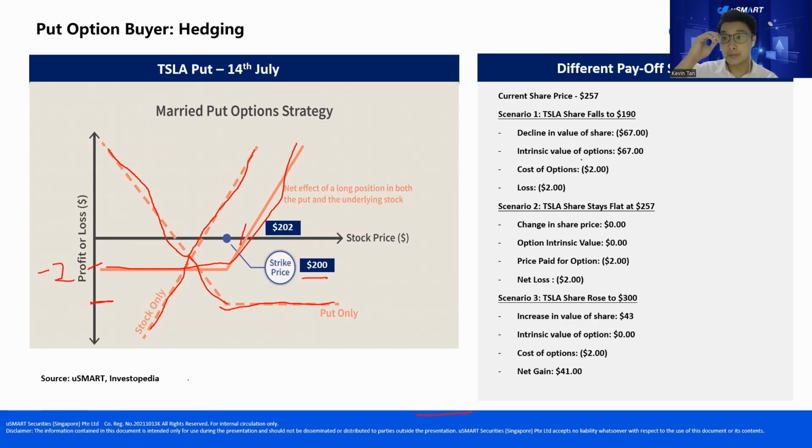I'd like to share with you how this works based on different scenarios. The first scenario: just assume that Tesla shares are now $257 and Tesla shares fell to $190. And assume that you hold Tesla shares.